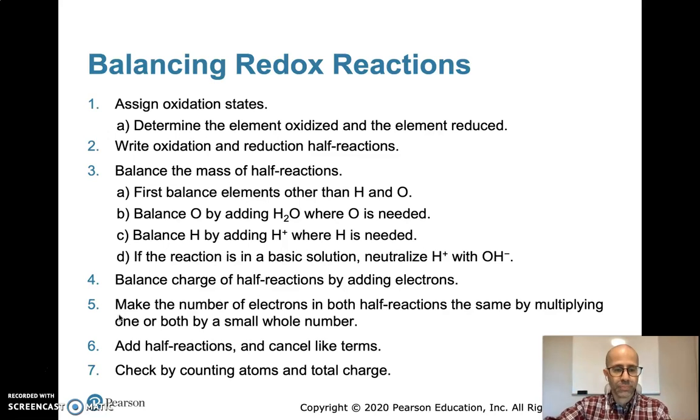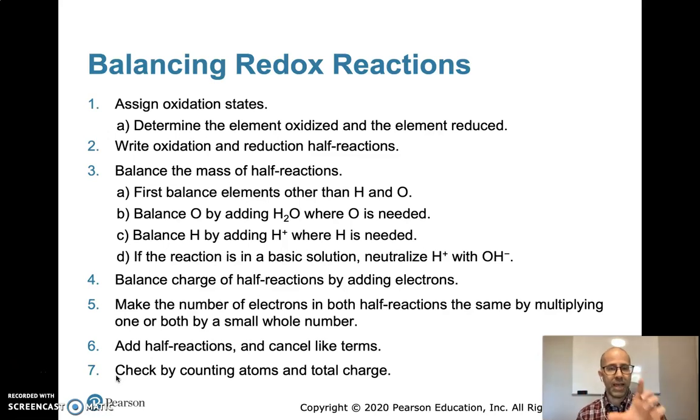Okay, so now you're ready. You've got the mass balanced, with the same number of atoms on both sides of each of your half reactions. You've balanced the charge, and you've made sure that you have the same number of electrons in both half reactions. Now you're ready to put them back together. And now you're going to start canceling whatever needs to be canceled out. Of course your electrons are going to be canceled out because they're the same.